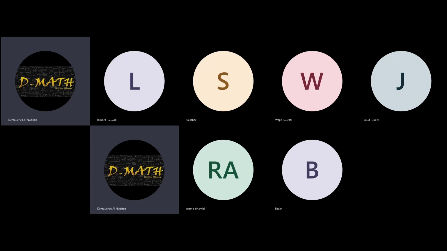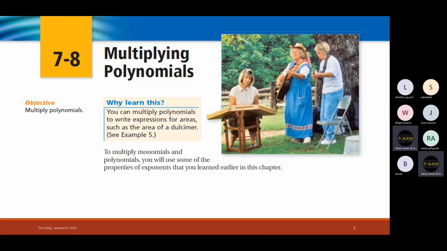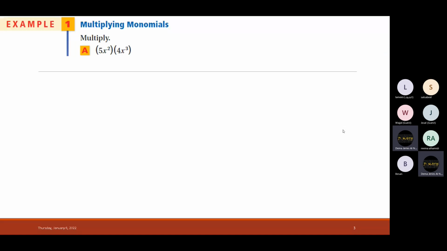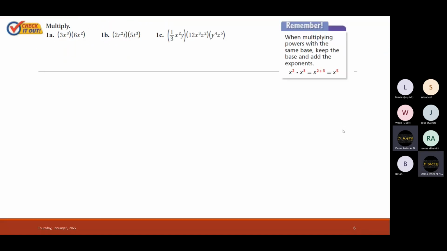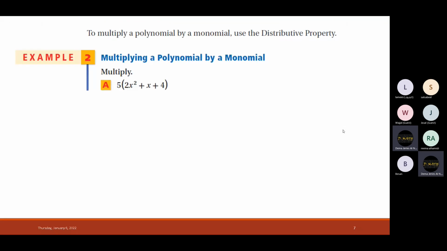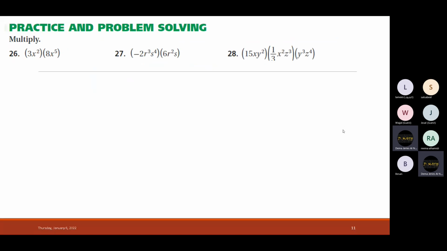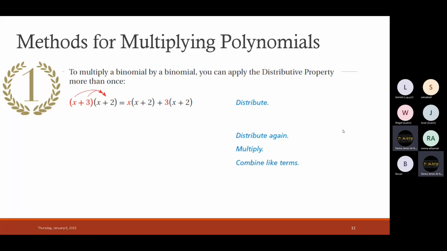And good morning. Today we're going to continue chapter lesson 8, which was talking about multiplying polynomials. We talked about how to multiply two monomials, how to multiply a monomial with a polynomial by the distributive property, and we talked about the methods of multiplying polynomials. We have four methods.